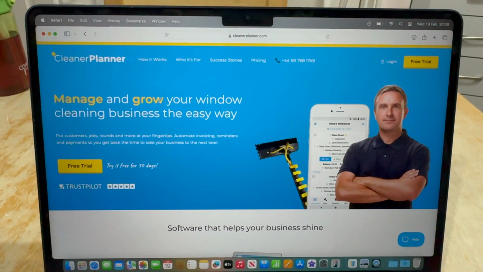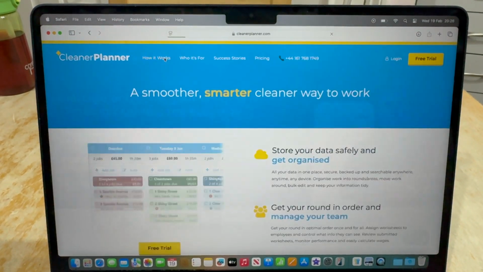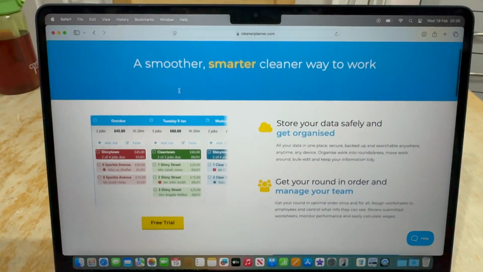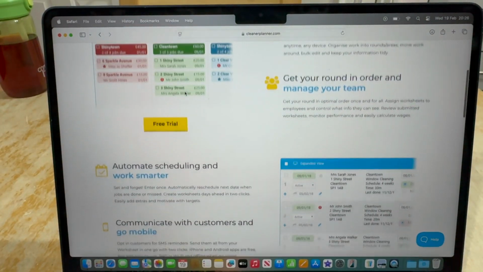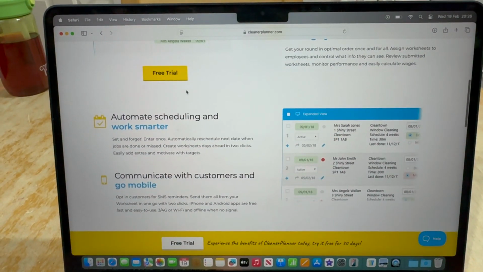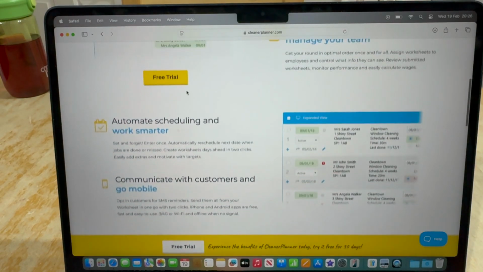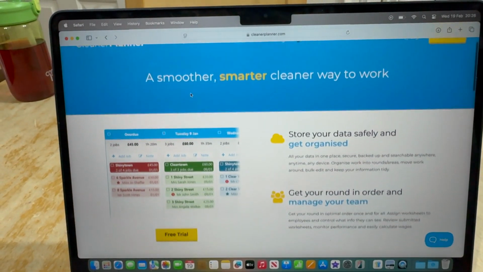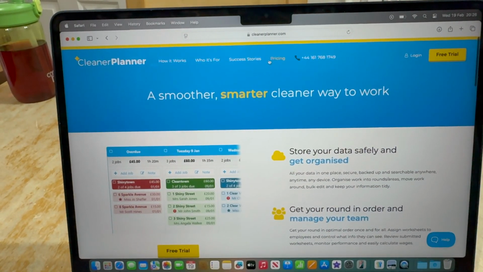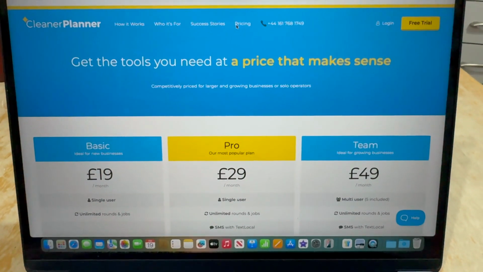I think I've been on Cleaner Planner about 3 years now. It does cost you money, but it was about £19 a month when I signed up. You get a month free trial, and I transferred all the details that I had. About 200 customers, put all their details into Cleaner Planner: when they were due, how much they owed, what the price was, how long it takes, their address, what round they're in, etc. And then over time you add new customers to it.